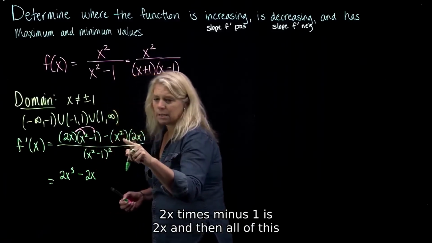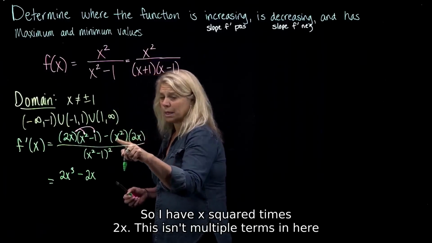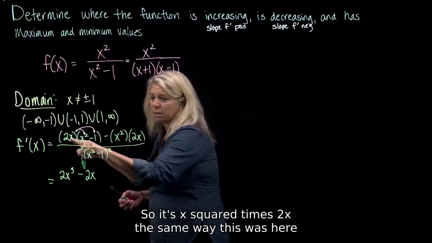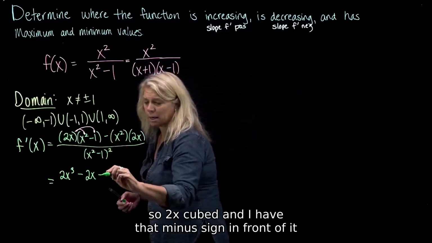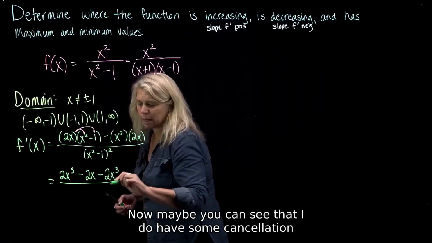And then all of this, so I have x squared times 2x. This isn't multiple terms in here, it's just a single term times a single term. So it's x squared times 2x, the same way this was here. So 2x cubed, and I have that minus sign in front of it. Now maybe you can see that I do have some cancellation.